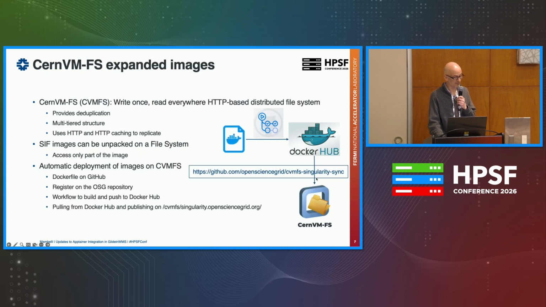First, CVMFS, or CERN VM file system. If you're not familiar, it's a write once, read everywhere, HTTP-based distributed file system. It provides deduplication, multi-tier structure, and uses HTTP to transfer the files, so it can take advantage of HTTP caching to replicate everything. We use this to distribute many things. Experiments use it for their software. We distribute also SIF images in unpacked format.